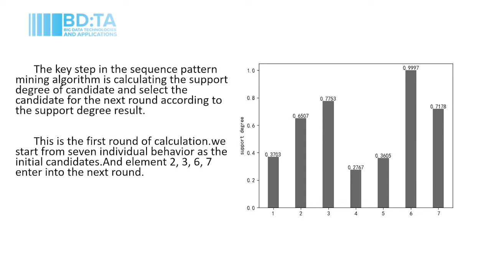This is the first round of calculation. We start from the 7 individual behaviors as the initial candidates. And after the calculation, we get 4 elements. They are all above 50%, and they will enter into the next round.